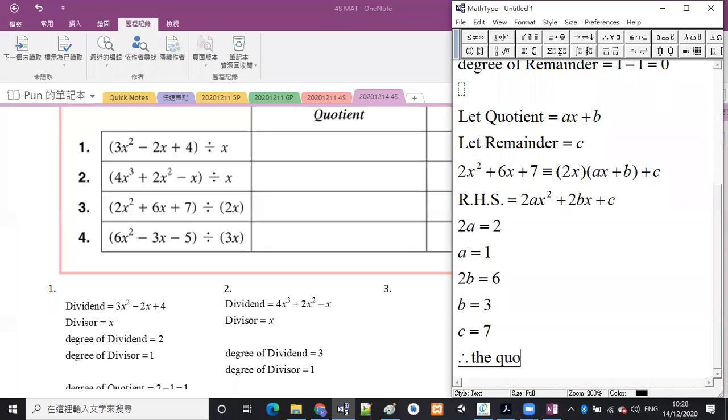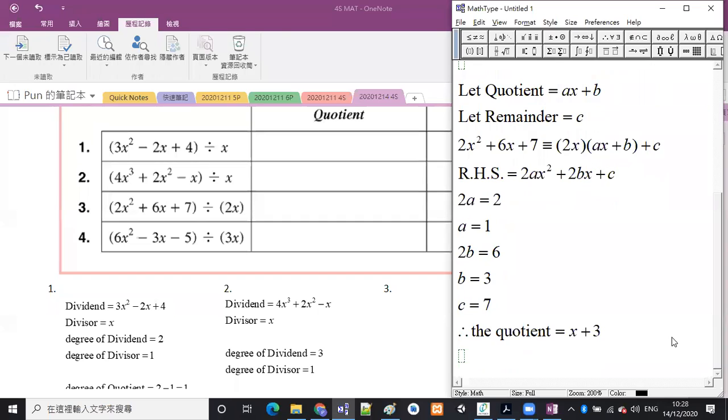Therefore, the quotient is equal to ax plus b, that is 1x plus 3. And the remainder is equal to c, that is 7. Okay, so that would be the answer.